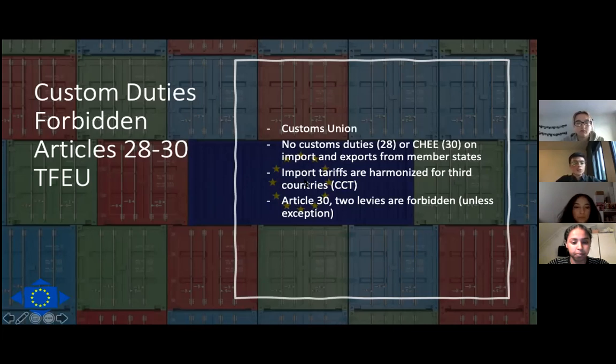In Article 30, there are two levies that are forbidden. A levy that applies only to imported or exported goods, and the second one is a levy that applies to both imported and domestic products. However, there are two exceptions.